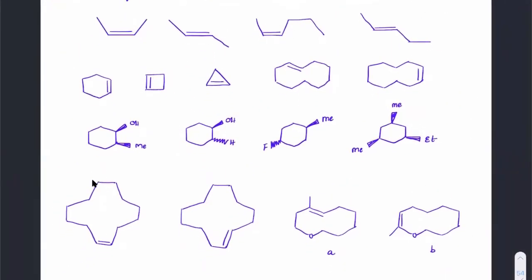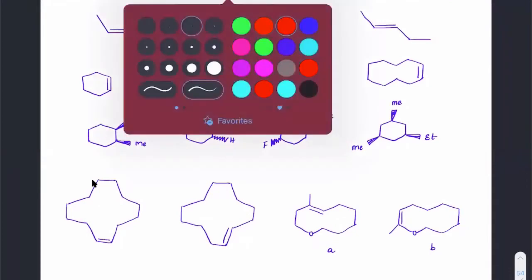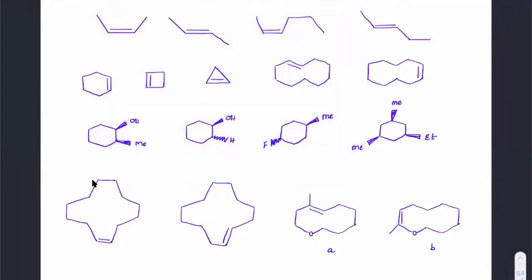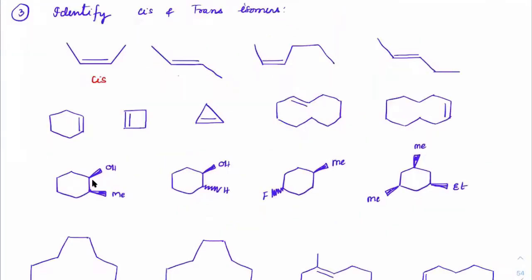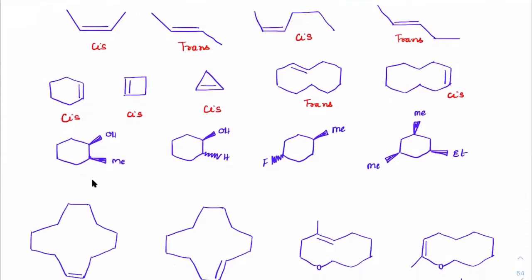So let us write one by one. Let's see the first one. What is this one? Third one. Fourth one. Fifth one. All of these are cis forms. Next, this one. Trans. Here, cis. Next one.